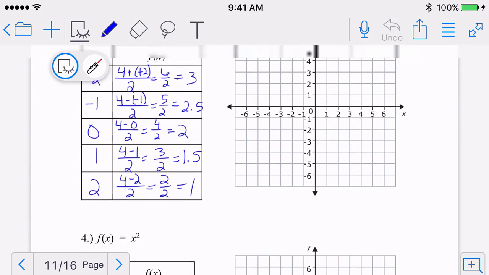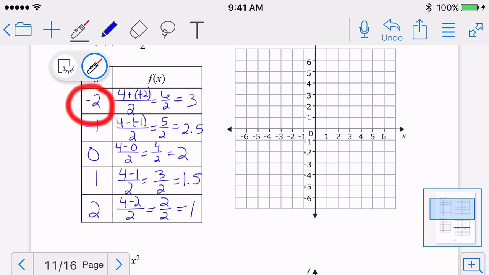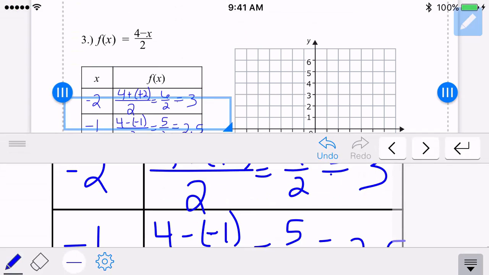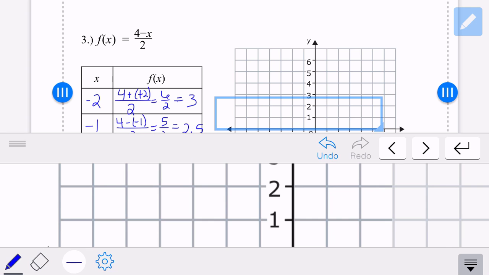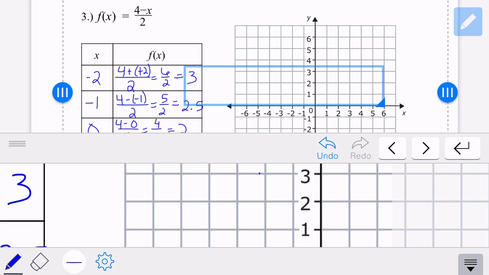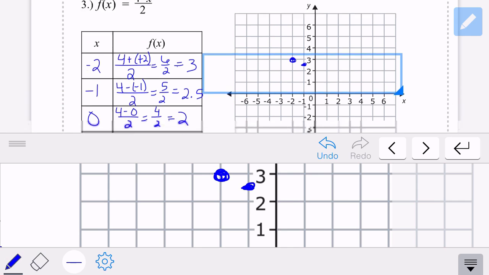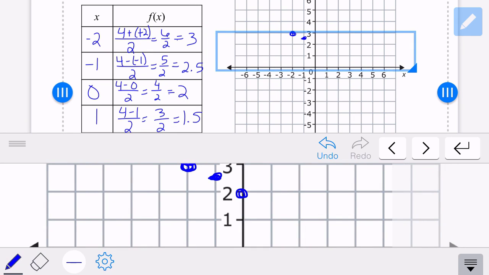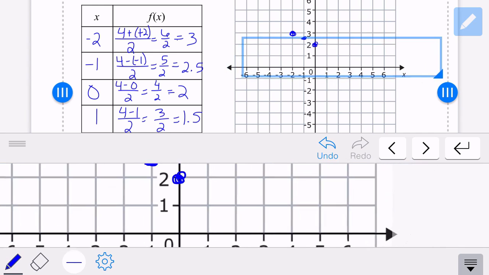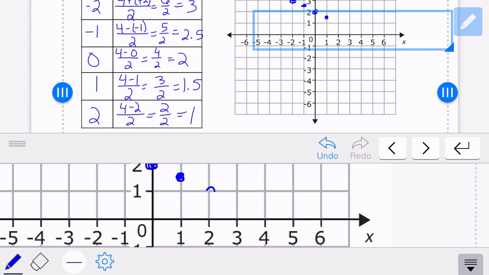So then to plot all of these, we would have -2, +3. So let's go ahead and plot that. -2, +3. And then I've got -1, 2.5. So that'd go right about there. And then 0, 2 should go there. 1, 1.5. And 2, 1.